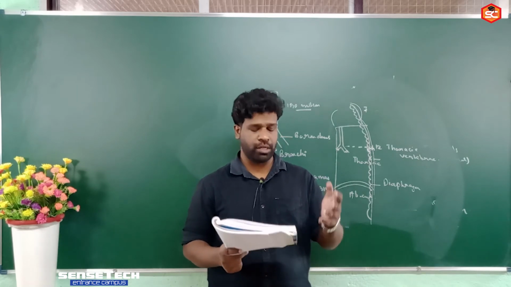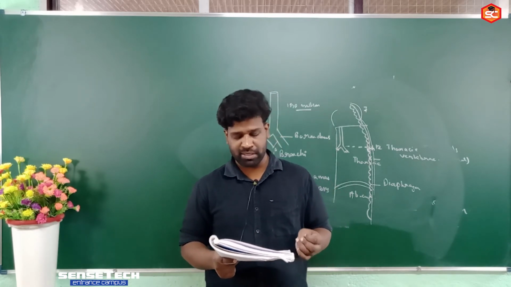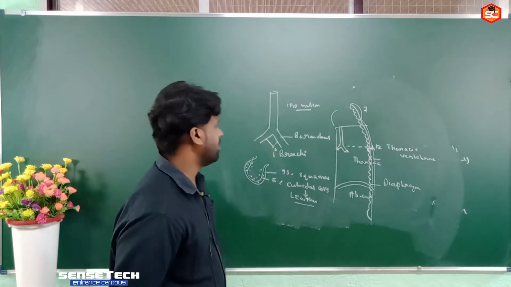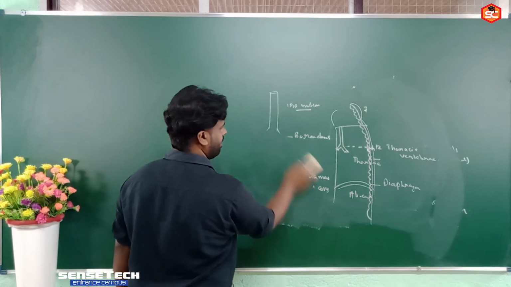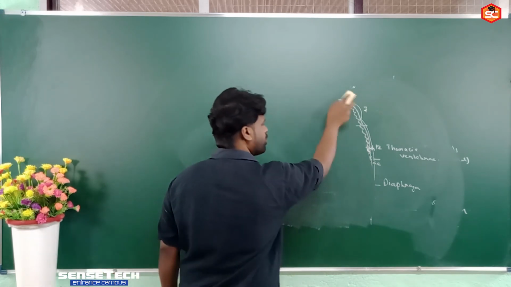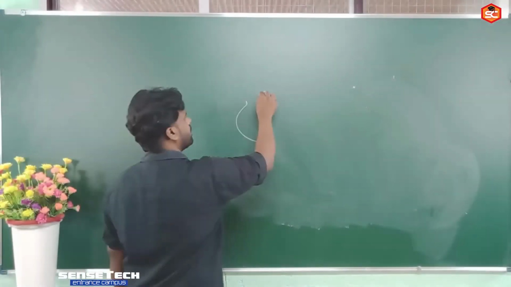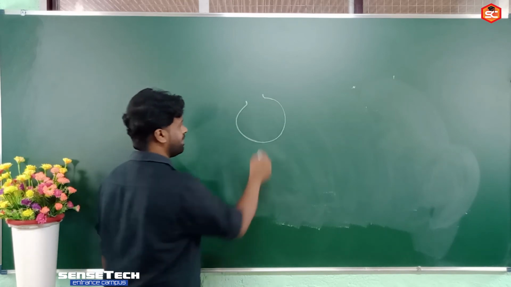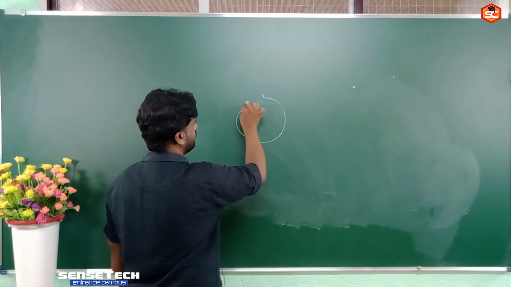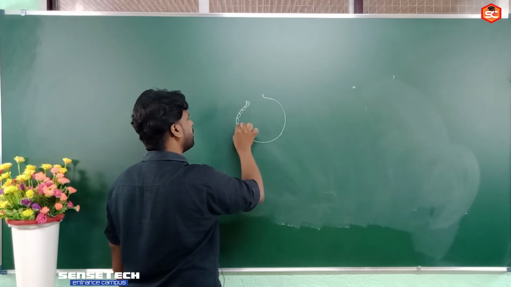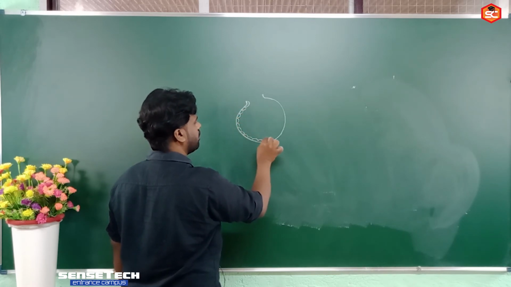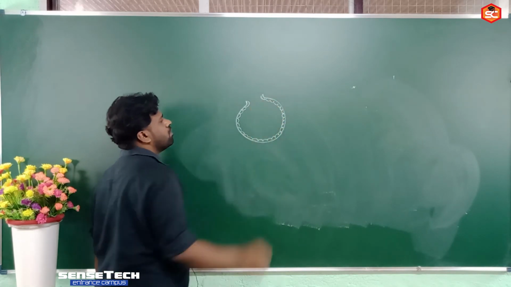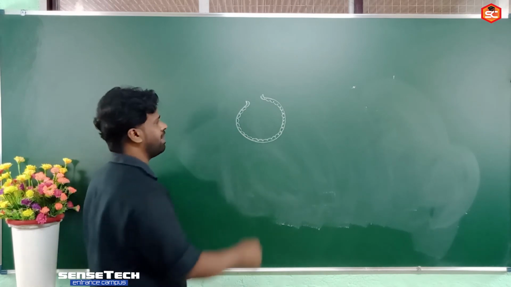Then, third question. The diffusion membrane in alveoli is made up of three major layers, namely. Let's see what the diffusion membrane in our alveoli is. Suppose this is the alveolus and this is the alveolar cavity. This forms the wall of the alveolus.